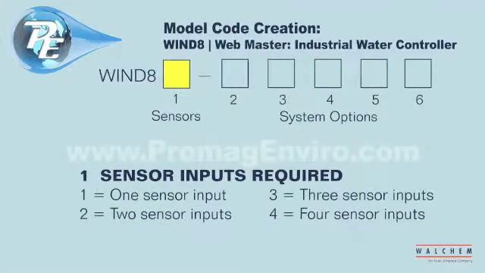The model code begins with WIND8. The first selection is sensors. The number 1 represents one sensor input. The number 2 represents 2 sensor inputs. The number 3 represents 3 sensor inputs. And the number 4 represents 4 sensor inputs.